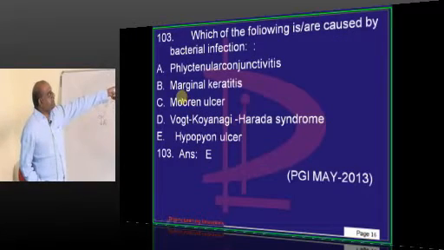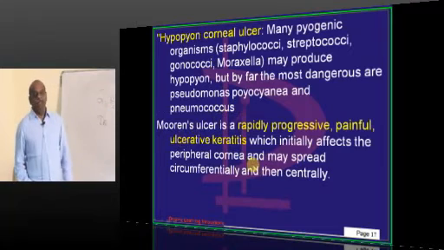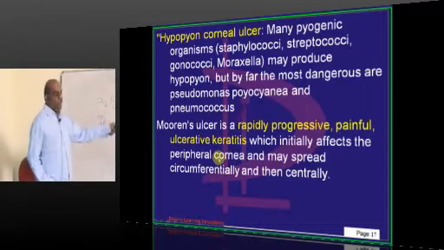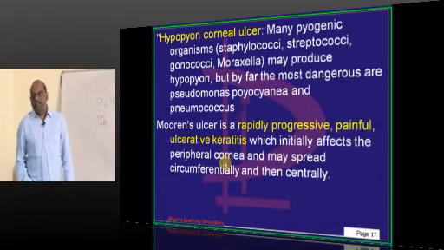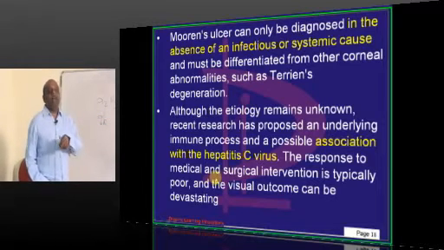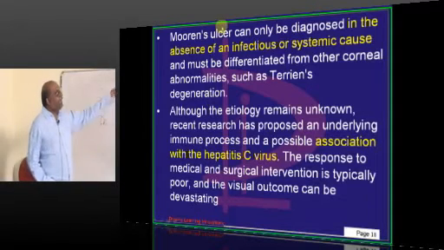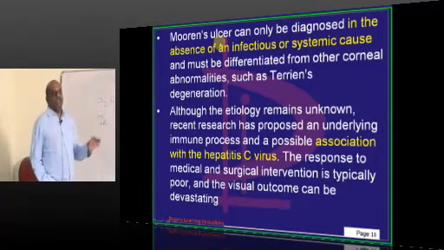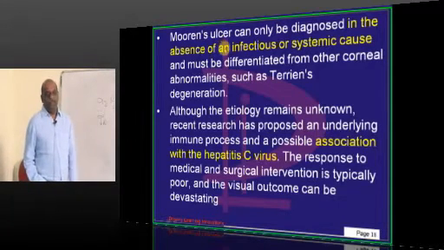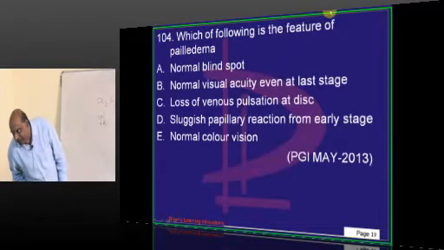Then one of the options given was Mooren's ulcer. What is that? Basically, if you look at Mooren's ulcer, it is also called rapidly progressive painful ulcerative keratitis. And what is the etiology of Mooren's ulcer? It is implicated to be due to hepatitis C virus. That's a modern school of thought. And without any infectious or systemic cause, then you call it Mooren's ulcer actually. But the recent school of thought is, it is due to hepatitis C virus, is what needs to be remembered.